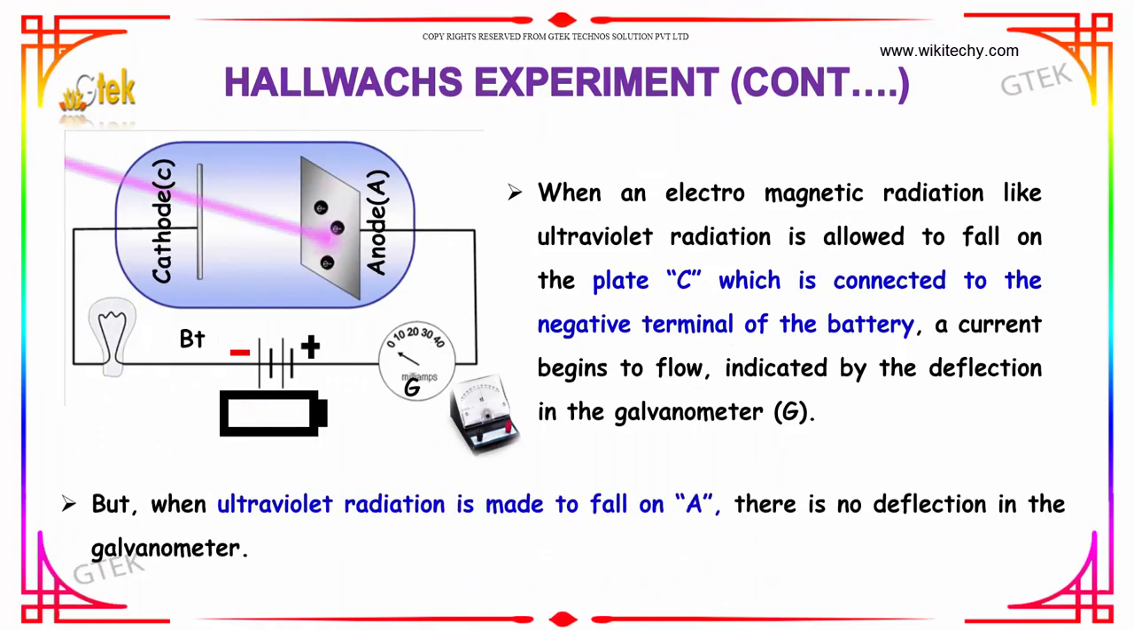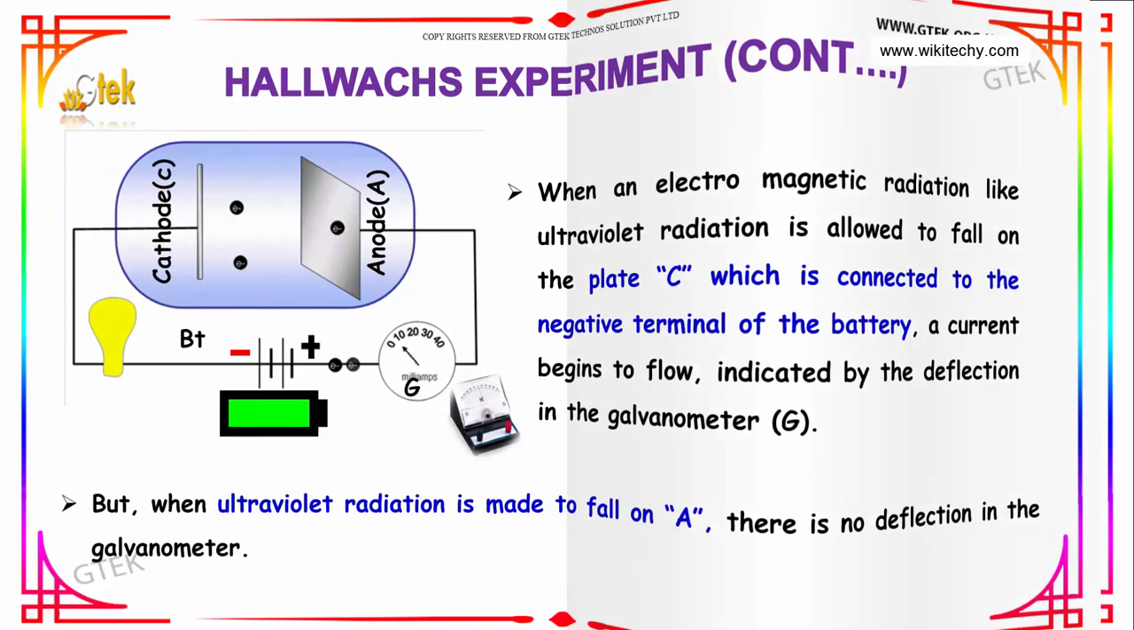When an electromagnetic radiation like ultraviolet radiation is allowed to fall on plate C, which is connected to the negative terminal of the battery, a current begins to flow, indicated by the deflection in the galvanometer. But when ultraviolet radiation is made to fall on A, there is no deflection in the galvanometer.